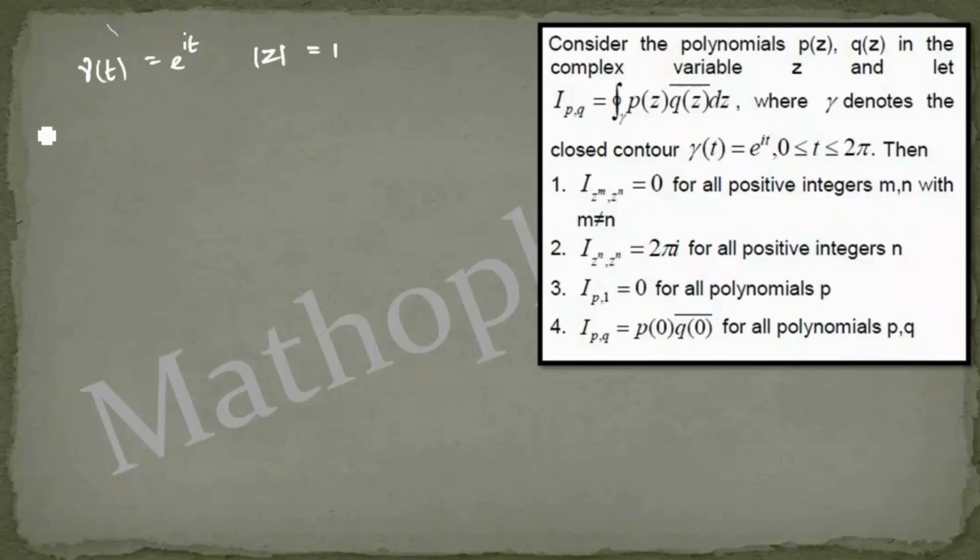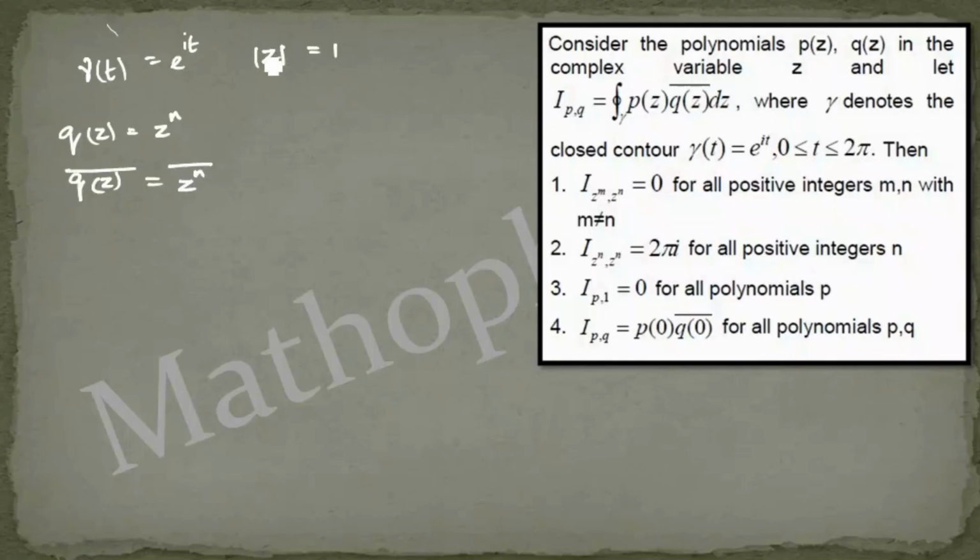So what is the first option given? I of z power m, z power n is equal to 0. Here p of z, that is the first polynomial, we take as z power m, and q of z we take as z power n. So q of z is equal to z power n. Actually in the integral it is given q of z bar. So if we find it, it is equal to z power n bar.